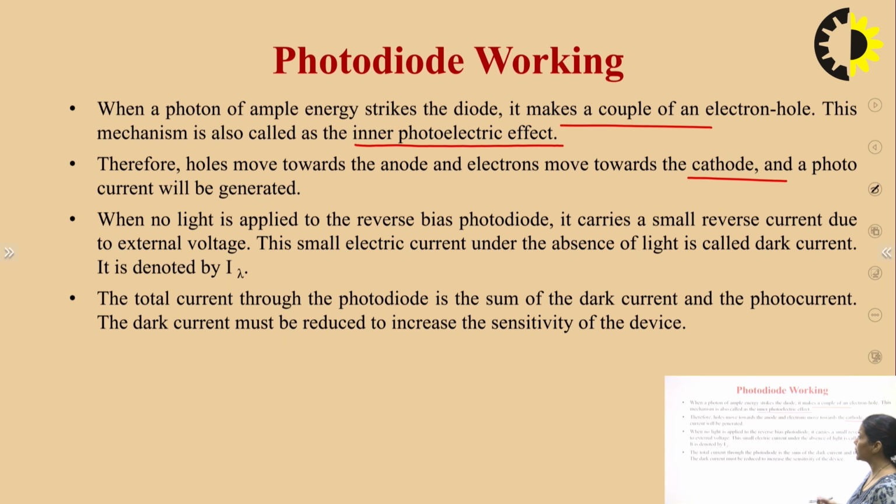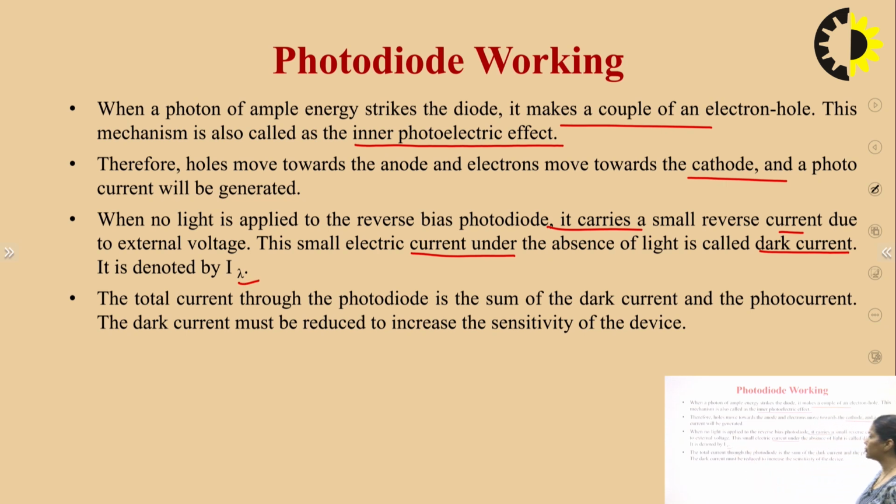When no light is supplied to the reverse biased photodiode, it carries a small reverse current due to the external voltage. So under the reverse biased condition, without the application of photonic energy, it is a normal condition as for any reverse biased diode. The current produced in that case is known as the reverse saturation current, the normal reverse current. That is also known as the dark current, denoted by I lambda.